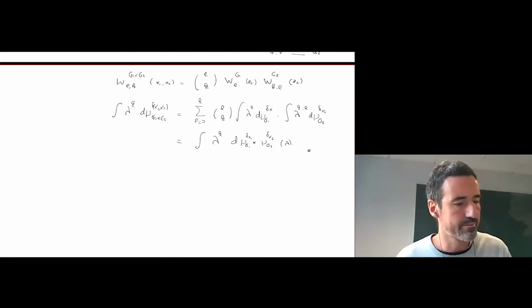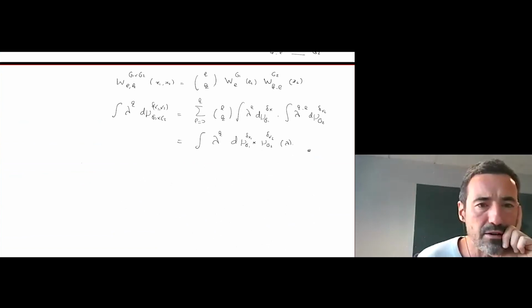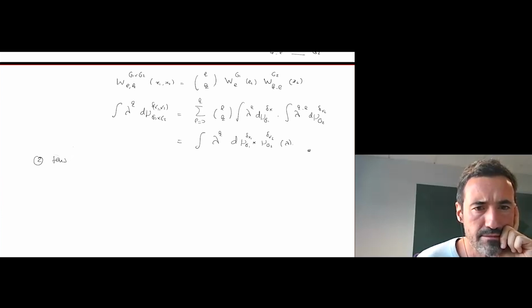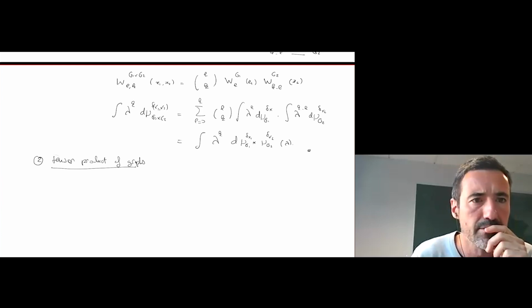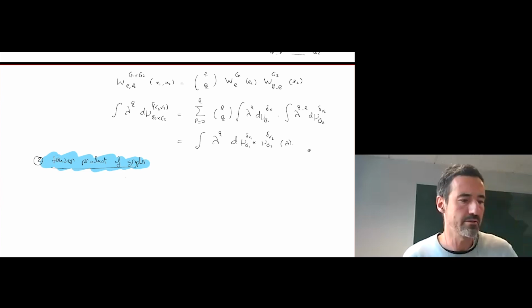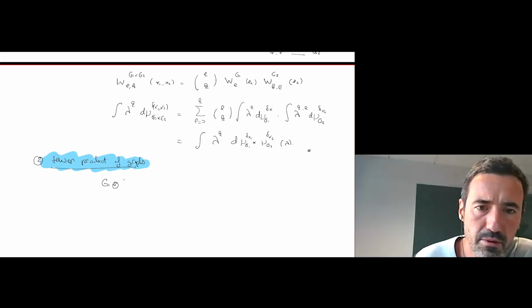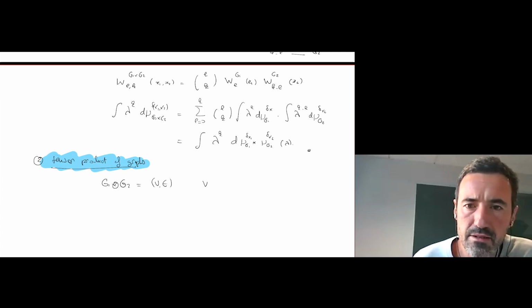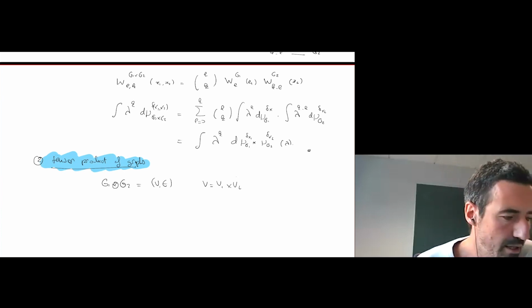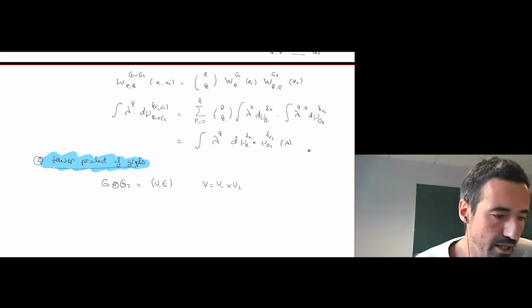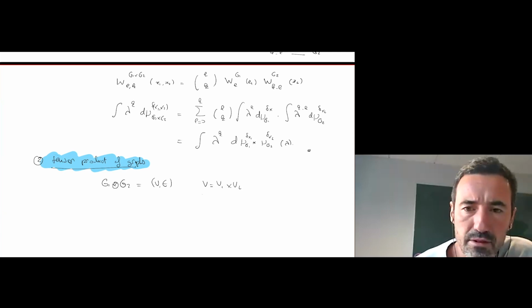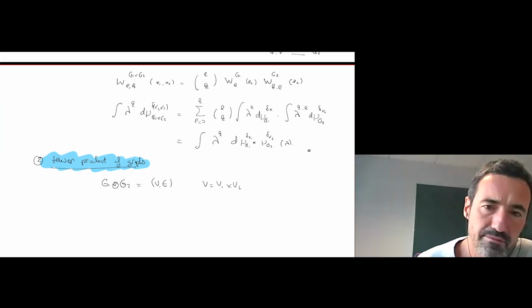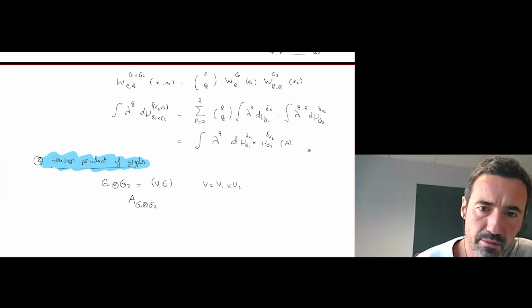Another classical operation is the tensor product of graphs. For the tensor product of graphs, it's defined the same way. You define G1 tensor product G2. The vertex set is again the product of V1 and V2, and then the edge set is the product of the edges. Maybe I simply write directly the adjacency operator.